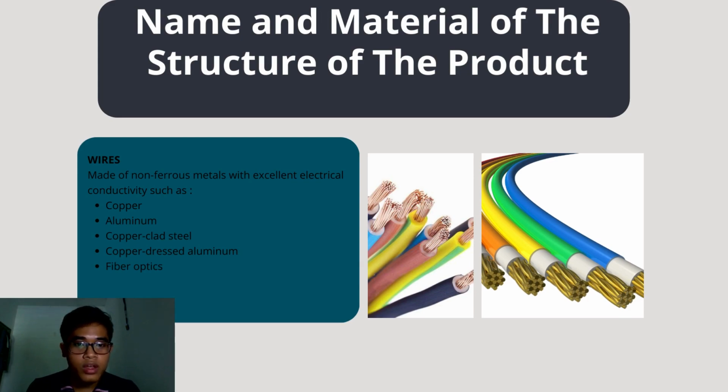The first one is wire. Wire is the main component of the most basic essential product for performing the function of current or electromagnetic wave information transmission. Wire is an abbreviation of conductive wire core. It is made of non-ferrous metal with excellent electrical conductivity such as copper, aluminium, copper-clad steel, copper-clad aluminium, and fiber optic. There are several types of wire, namely bare copper, colored wire, single branch wire, standard wire, and colored wire.